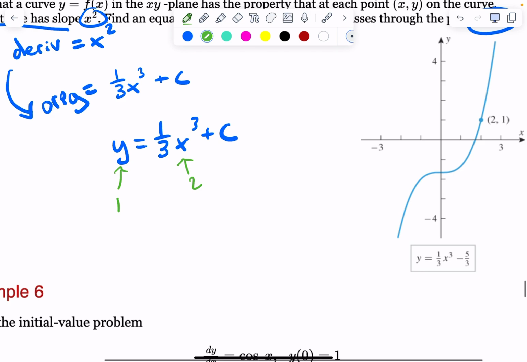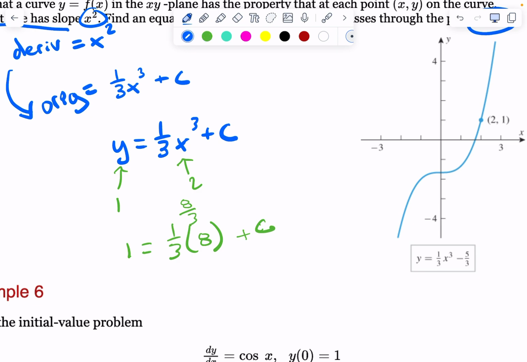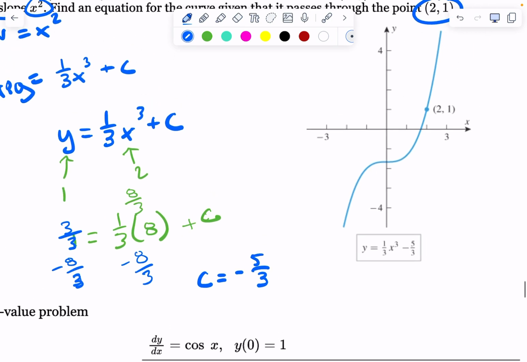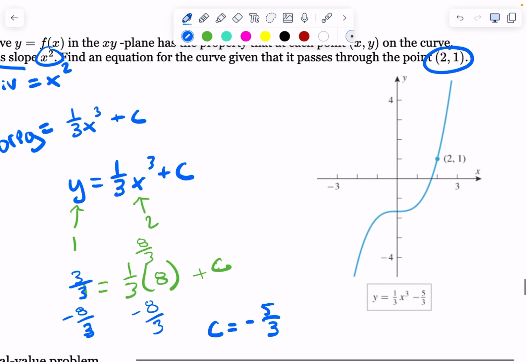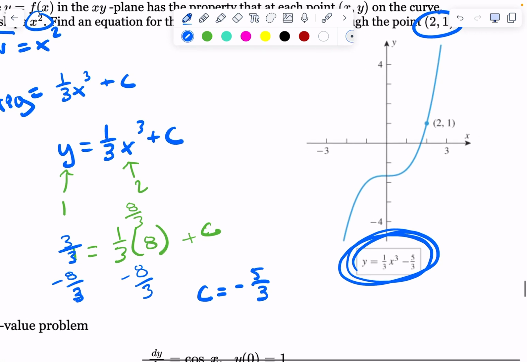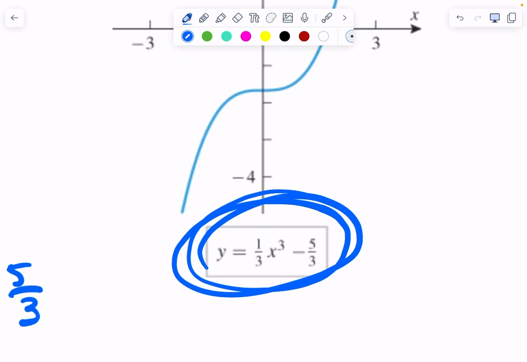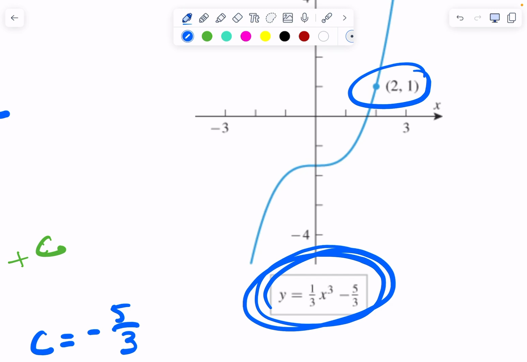So 1 equals 1/3 times 8, which is what 2 cubed would be, plus c. And this will be 8/3. If I then subtract 8/3 to the other side, 1 would be 3/3, and 3/3 minus 8/3 would be negative 5/3. So c would be negative 5/3. And my specific original function that goes through that point and has a derivative of x squared is 1/3 x cubed minus 5/3. That is the one that goes through the point 2, 1 and has a derivative of x squared.